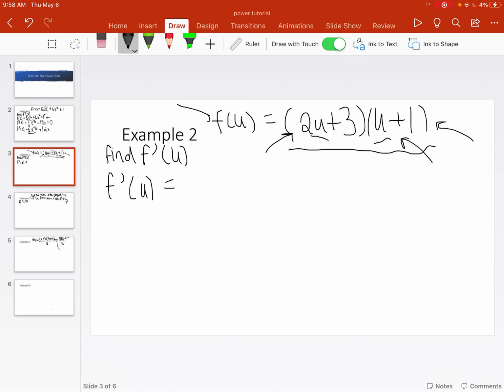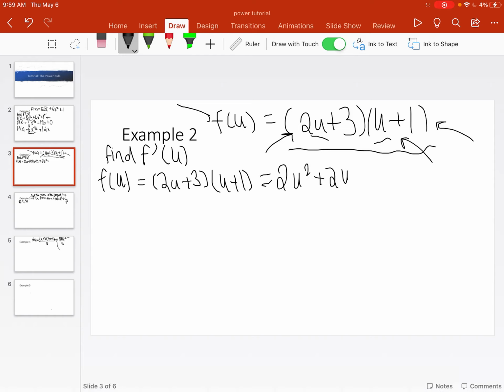So we have our function. Actually, I'm going to erase this. I'll write down our function again. So we got f of u, and that is (2u + 3)(u + 1). What we can do is actually multiply this out. So what do we end up with?